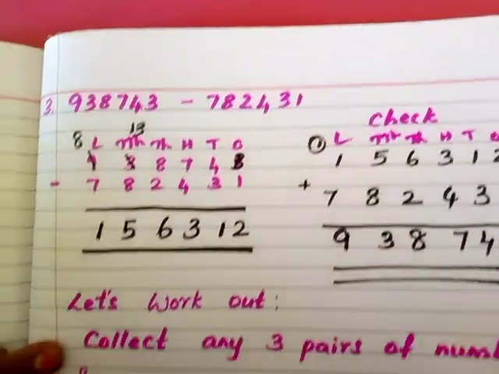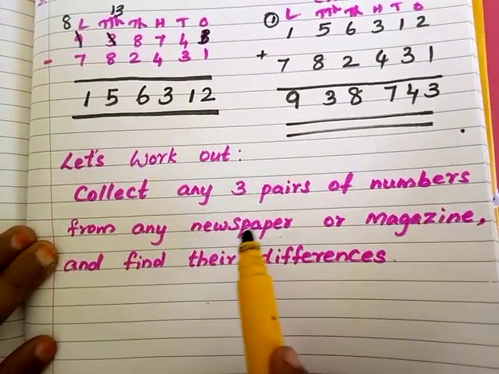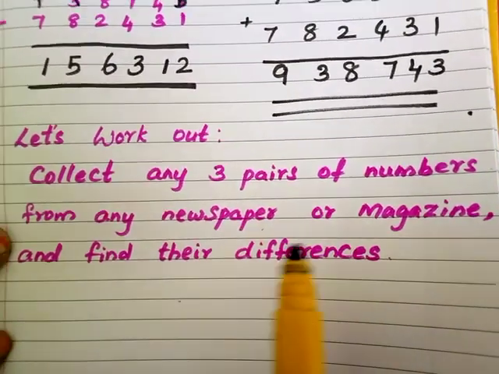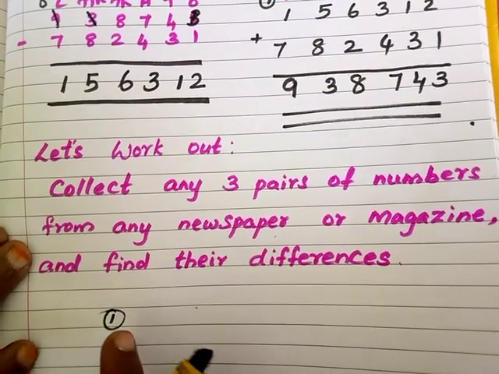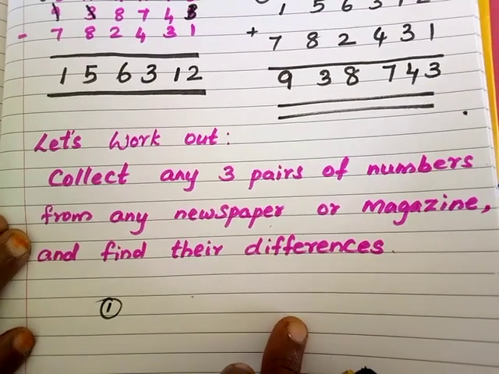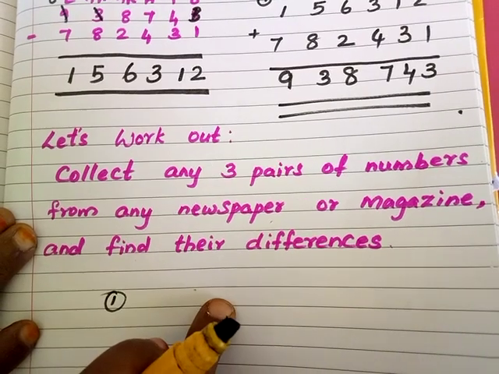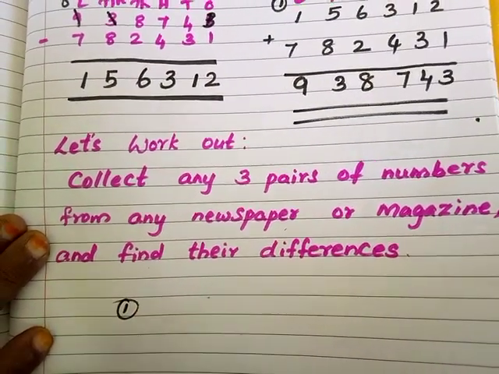Now here is a homework for you all. You have to collect any 3 pairs of numbers from any newspaper or magazine and you have to find their difference. For example, you got 2 numbers for the first pair. Find which is the greatest and smallest number out of that pair. From the greater number, subtract the smaller number and find the difference. Do the same for the second pair and third pair.